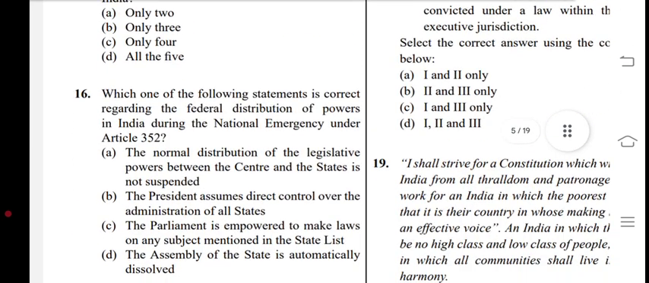Which one of the following statements is correct regarding federalism and the distribution of power in India during a national emergency under Article 352? The normal distribution of legislative power between the Centre and the states is not supported. The President assumes direct control over the administration of all states.